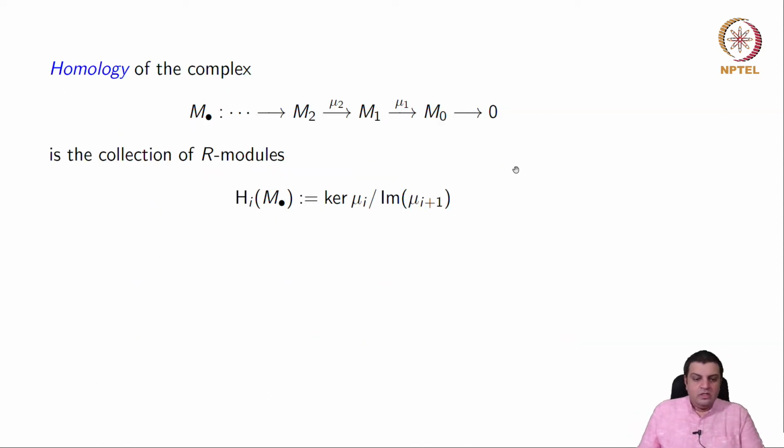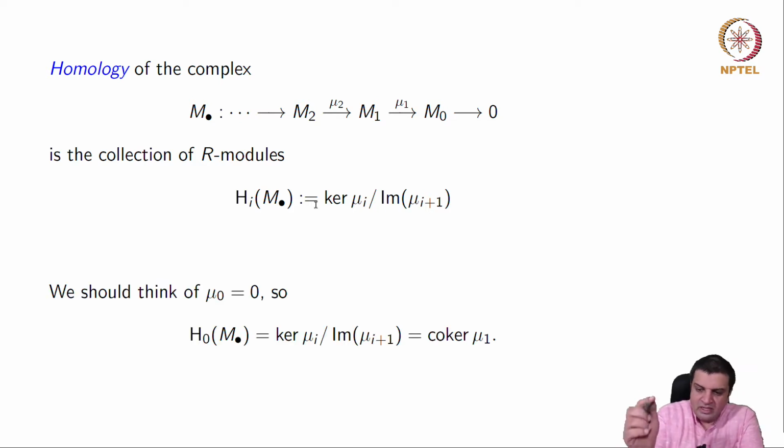Okay. The homology of a complex, the ith homology Hi, is the kernel of mu i, which is the map going from Mi, modulo the image of the previous map, mu i plus 1. Remember that the image of mu i plus 1 is always inside the kernel of mu i. So the quotient module is called the ith homology of this complex.